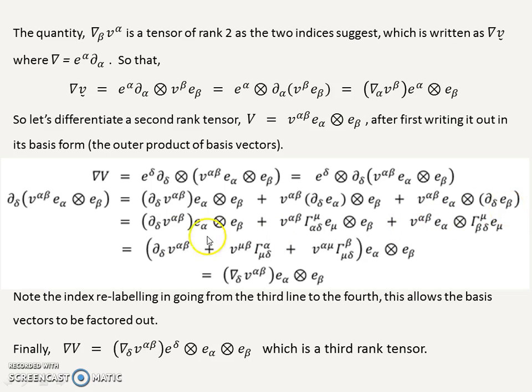Now, using the affine connection, we can write this out. No change to the first term here, but over the second term, this d delta E alpha becomes this gamma mu alpha delta, expanded in the E mu basis, outer product with E beta. And over here, same thing: d delta E beta gives us this gamma beta delta, expanded in the mu basis.